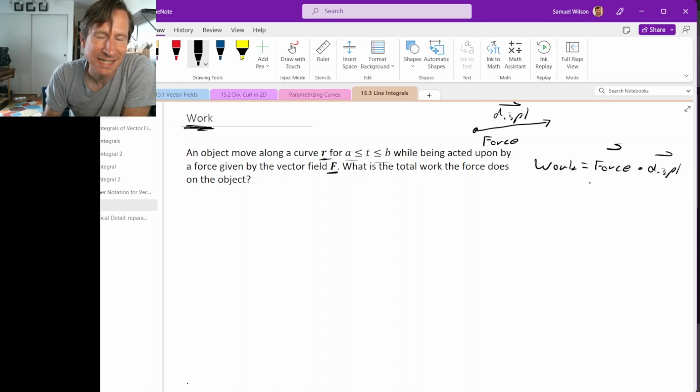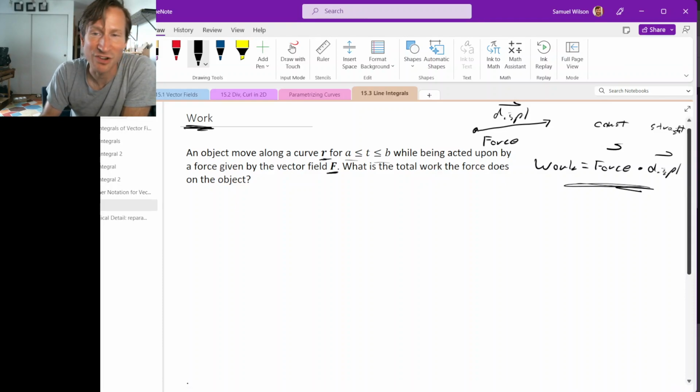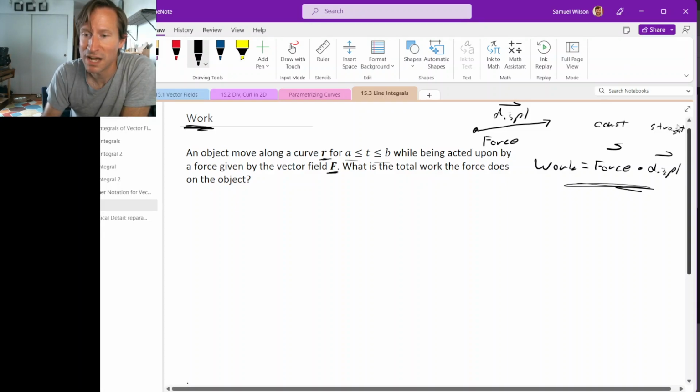So one key thing about this definition is that the force has to be constant and the displacement has to be straight to use this definition, right? But of course, most force fields aren't constant, and most paths through space are not straight. So to be able to figure out the work done by a varying force field over a non-straight path, things are going to be more complicated.